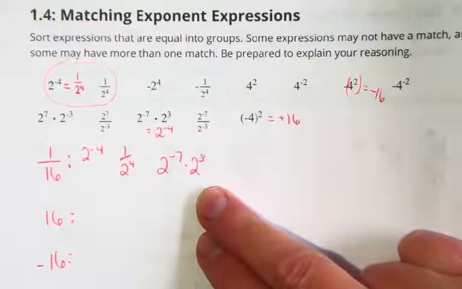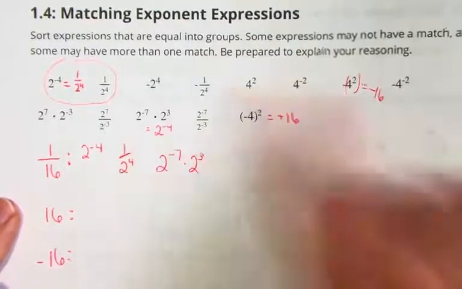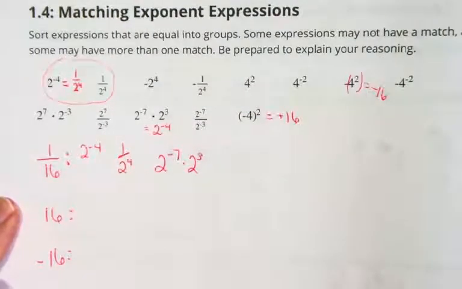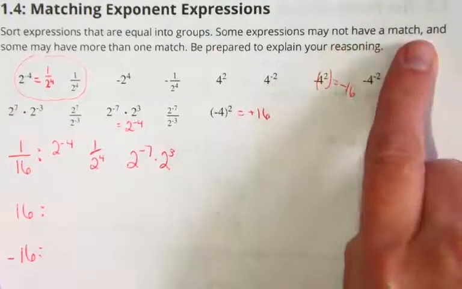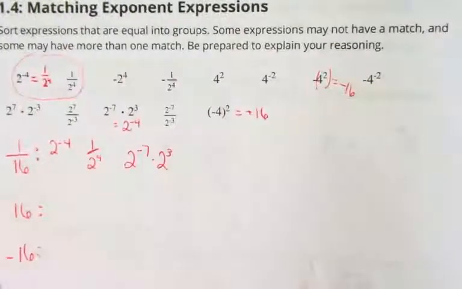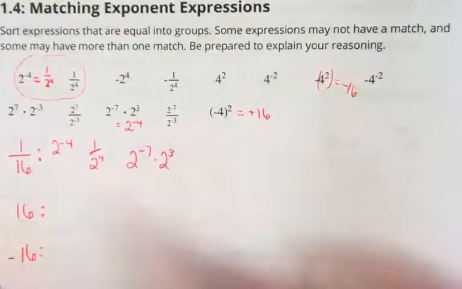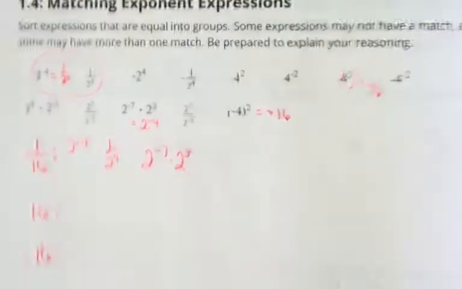Keep on doing this. Hit pause right now and work through the rest of these of where you would sort these things out so that they are in groups. And remember, some of them may not have a match and some may have more than one match. So a way we can do it is like this. Hit pause, finish that up.